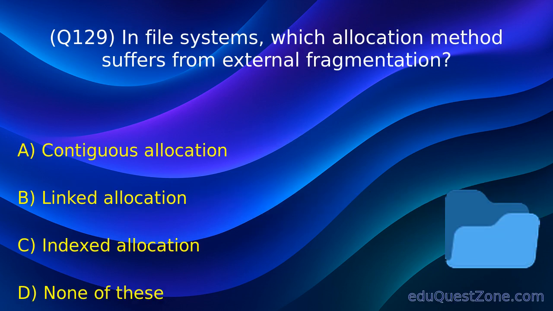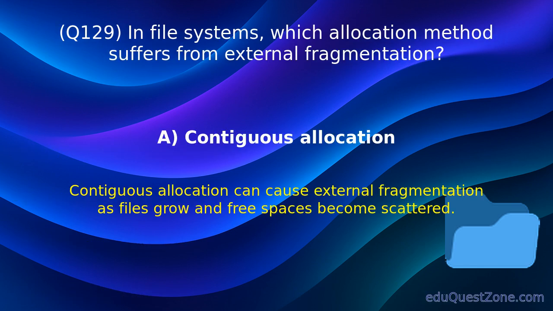Question number 129. In file systems, which allocation method suffers from external fragmentation? Option A, contiguous allocation. Contiguous allocation suffers from external fragmentation due to scattered free blocks.